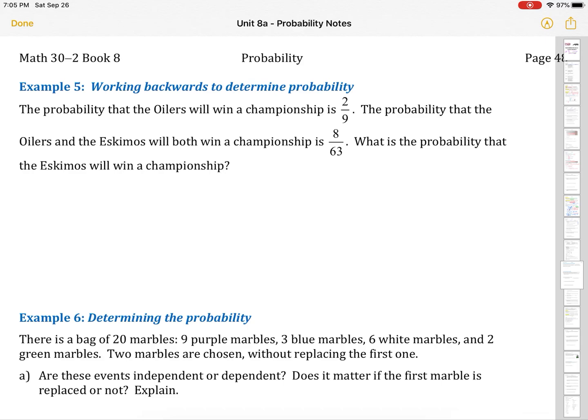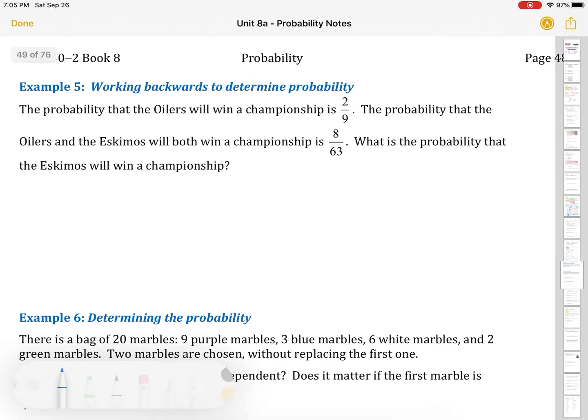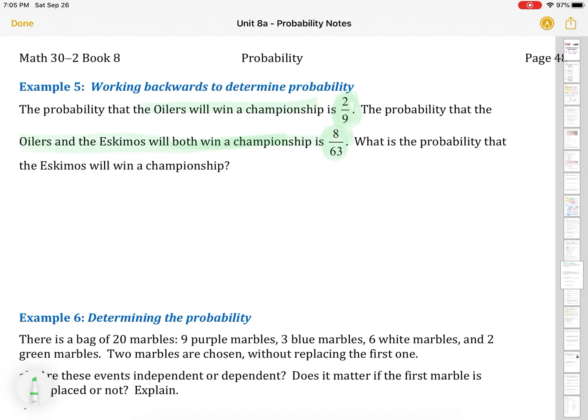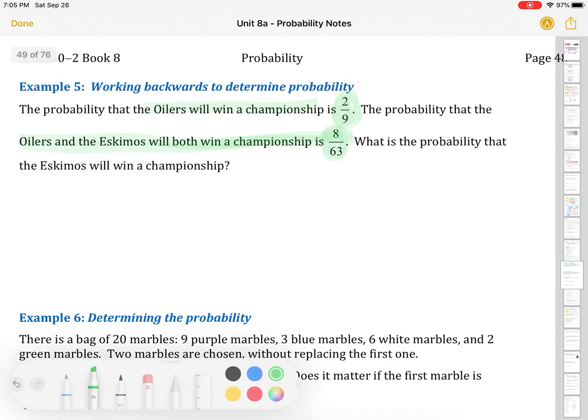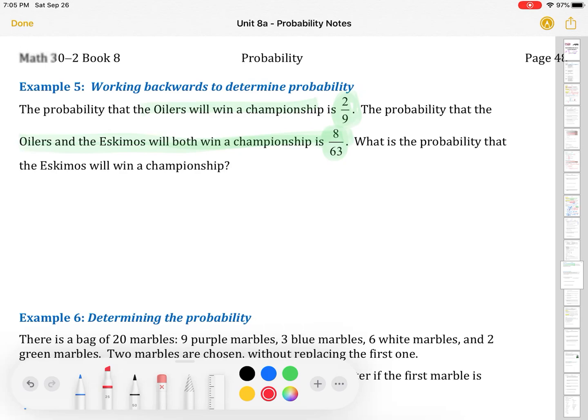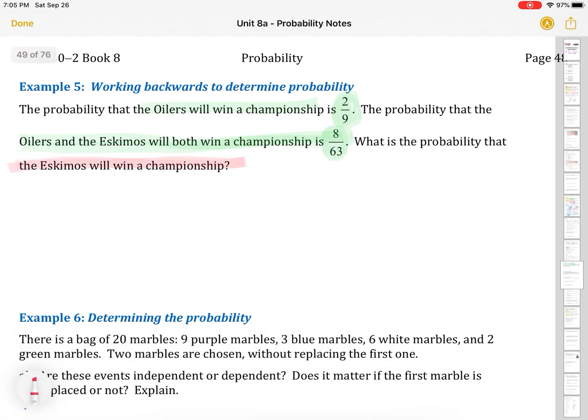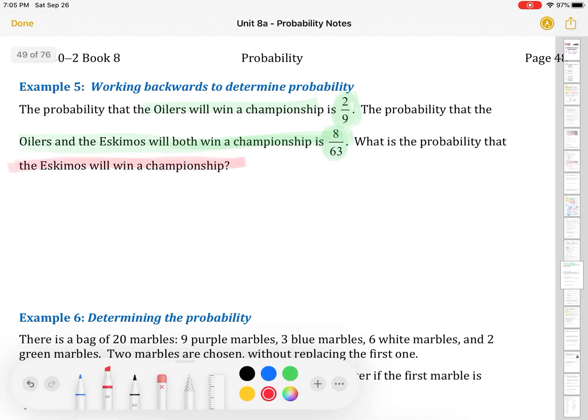I should know. Okay, example 5. Working backwards to determine probability. The probability that the Oilers will win a championship is 2 out of 9. The probability that the Oilers and Eskimos will both win a championship is 8 out of 63. So those are the things we're dealing with. This is the Oilers, and this is the Oilers and the Eskimos.